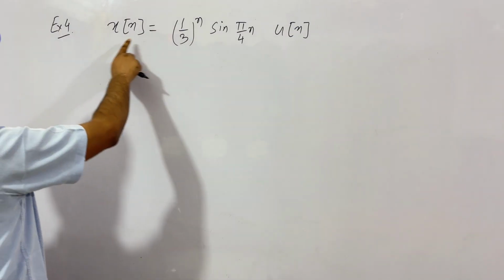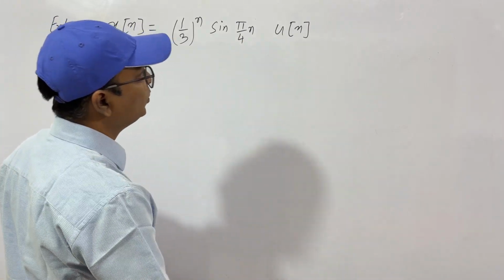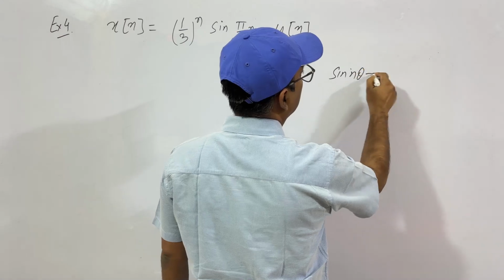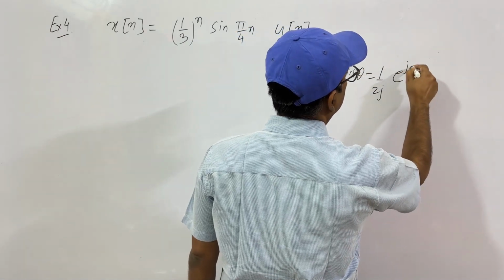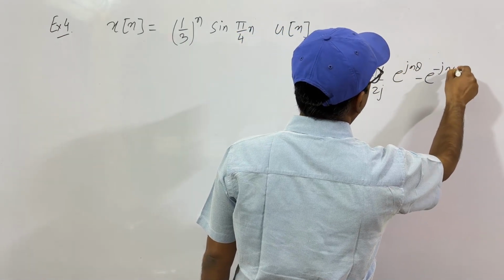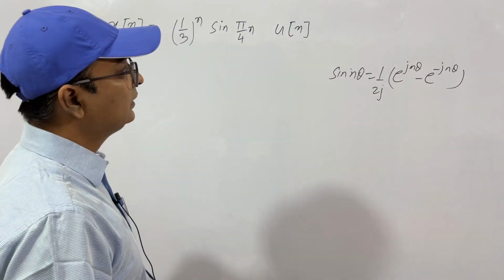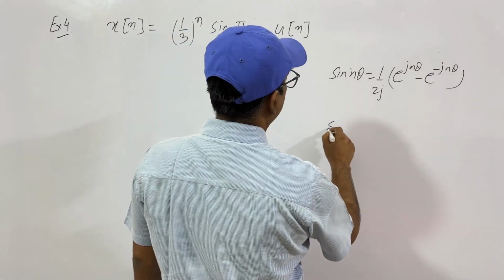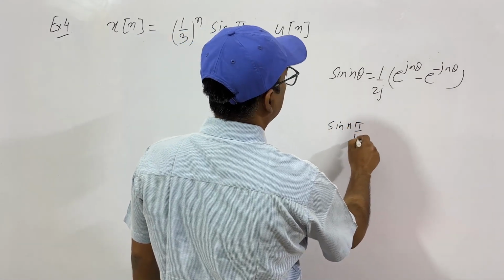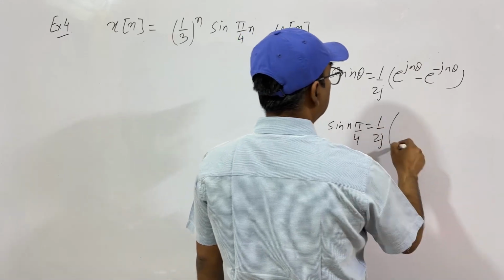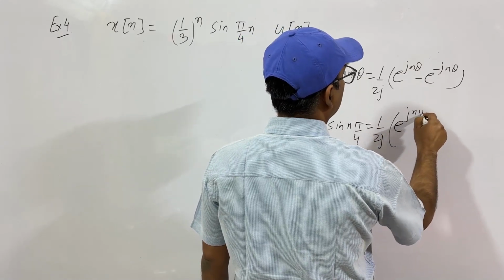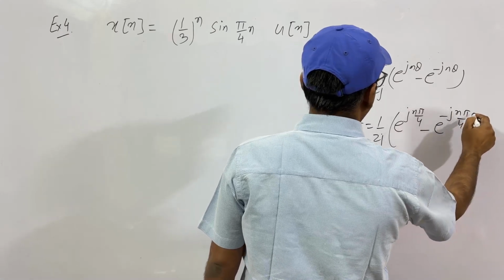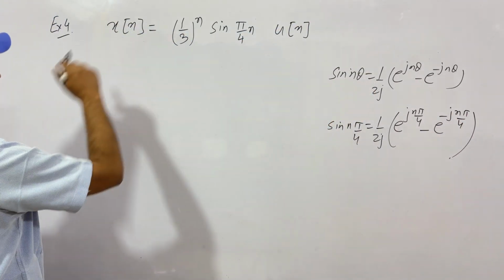Now let's see this question. x[n] is 1 by 3 to the power n sine pi by 4 n u[n]. Now if you remember, sine n theta is 1 by 2j into e to the power j n theta minus e to the power minus j n theta. This is sine n theta. So we can write this theta is pi by 4 here. So we can write sine n pi by 4 as 1 by 2j, e to the power j n pi by 4 minus e to the power minus j n pi by 4. Okay. So sine n pi by 4 is this.